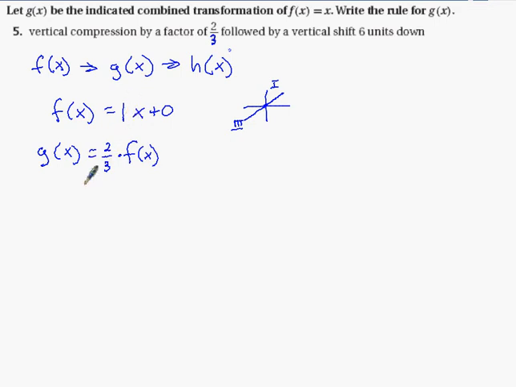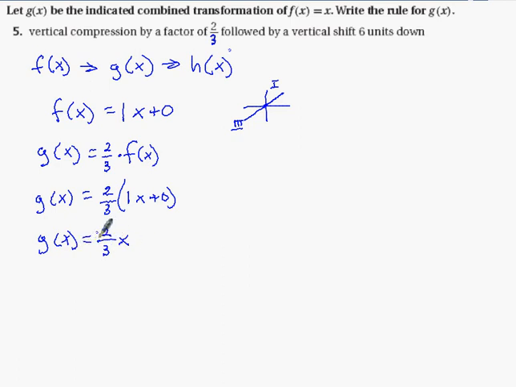Right? So think of this, we're going to simply do a substitution right here. We're going to go 2/3, and then we're going to stick in, what is f of x? It's 1x plus 0. So our g of x function then, 2/3 times 1 is just 2/3. So this new thing is just 2/3 x. 2/3 times 0 is 0. So this is our g of x function.